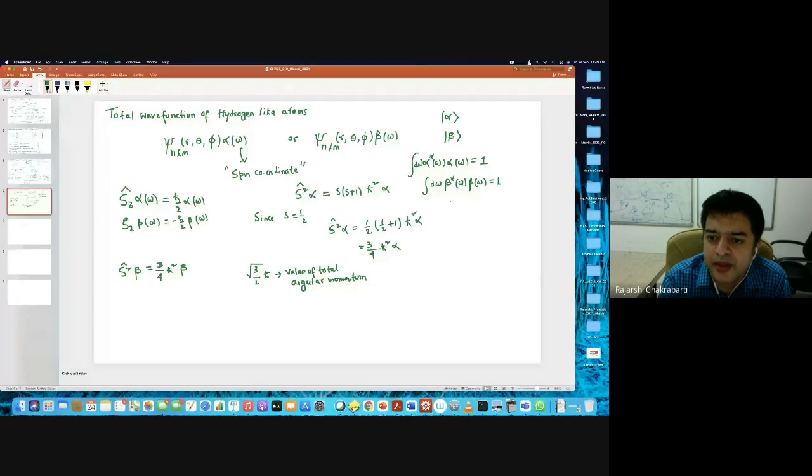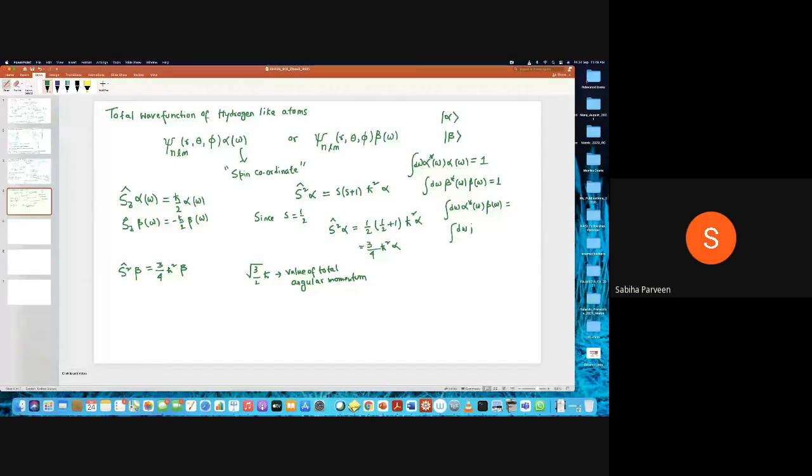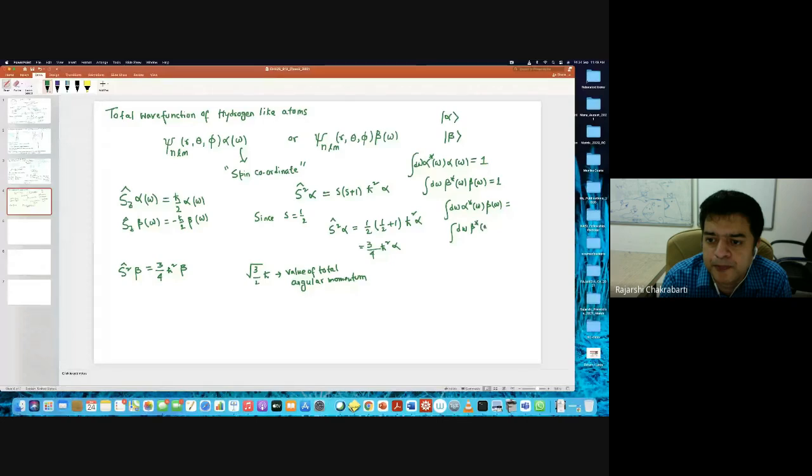Okay. And if I take this one, what is going to happen? This one or this one, whatever. What is the answer? This is 0. So basically alpha, beta, they also form an orthonormal set.